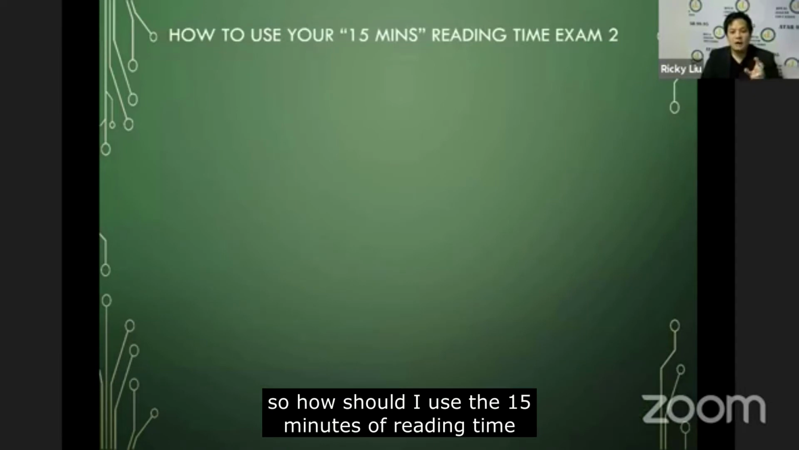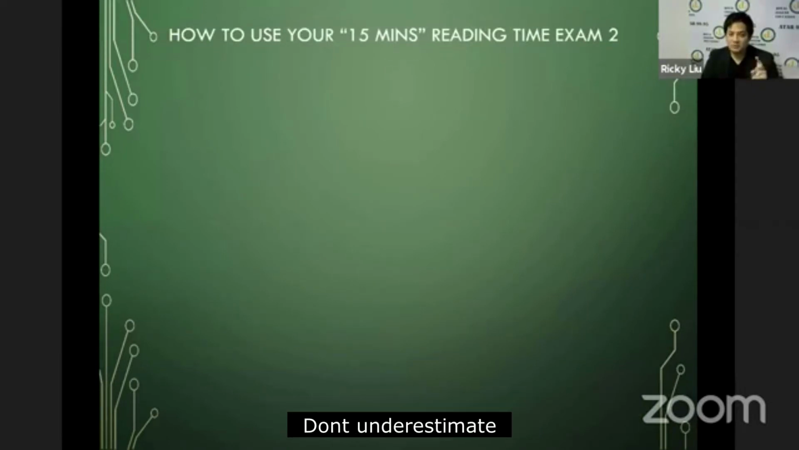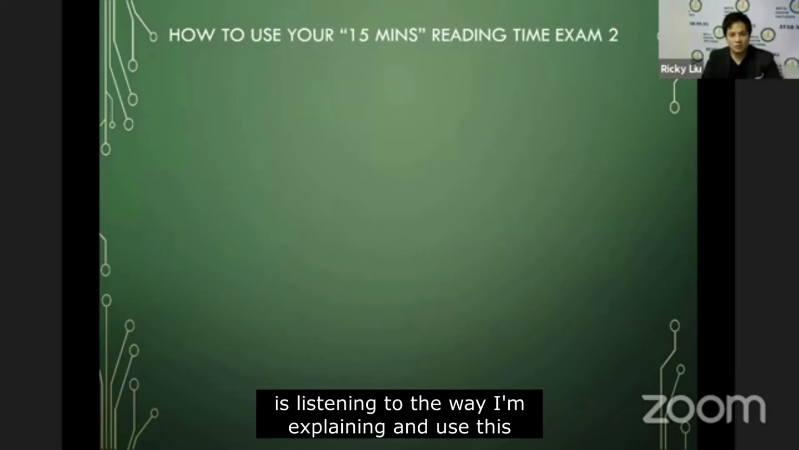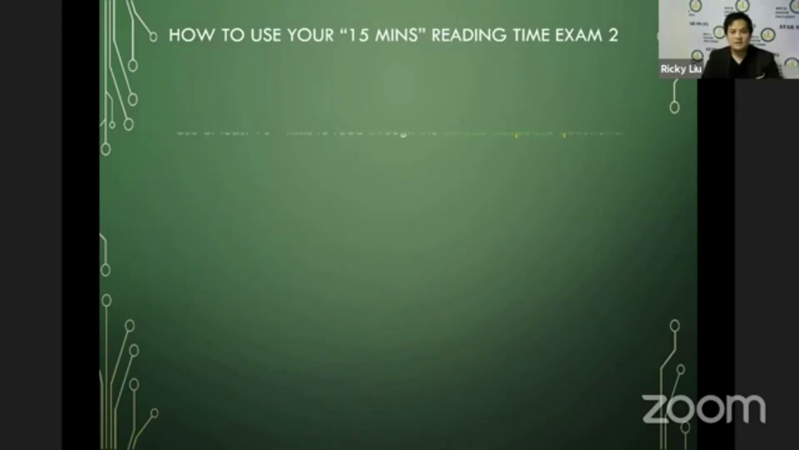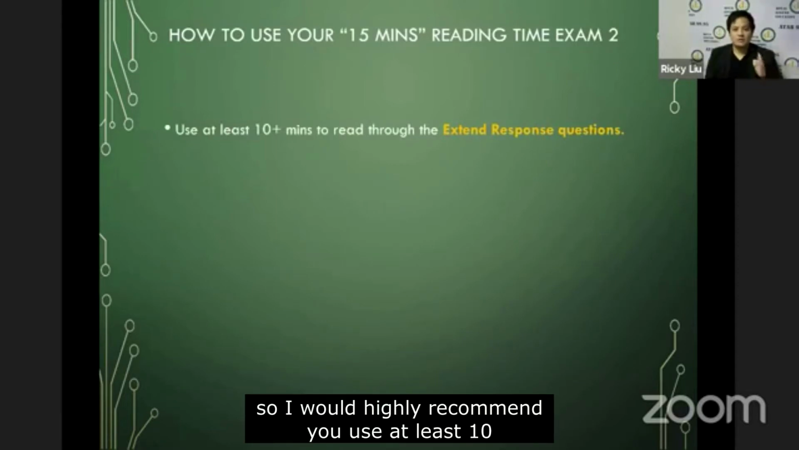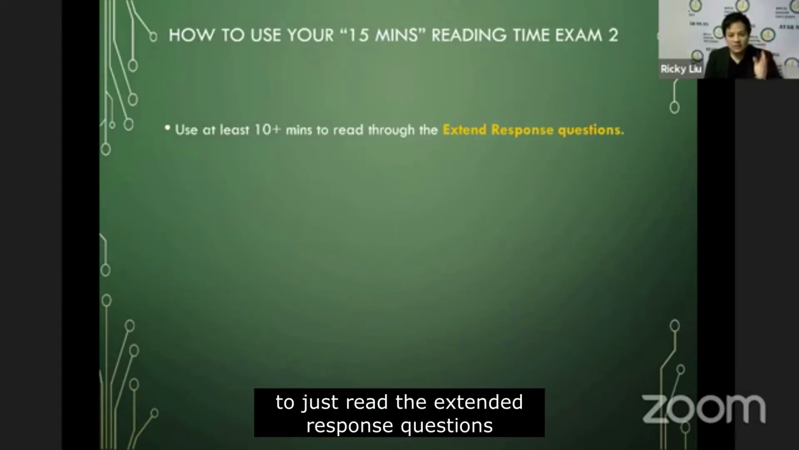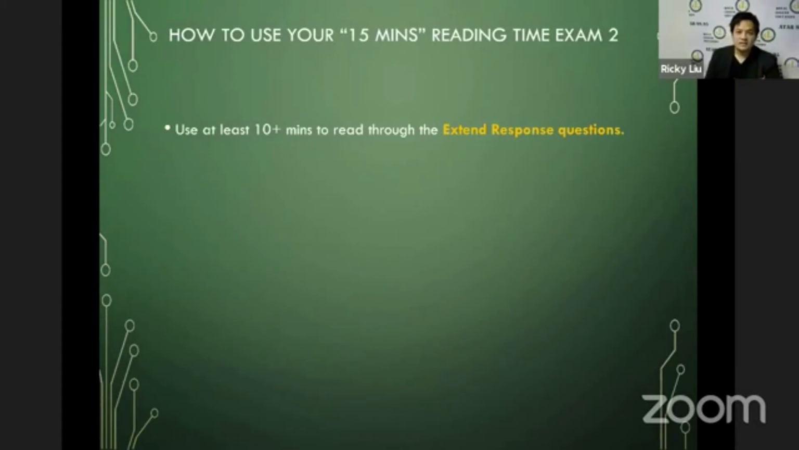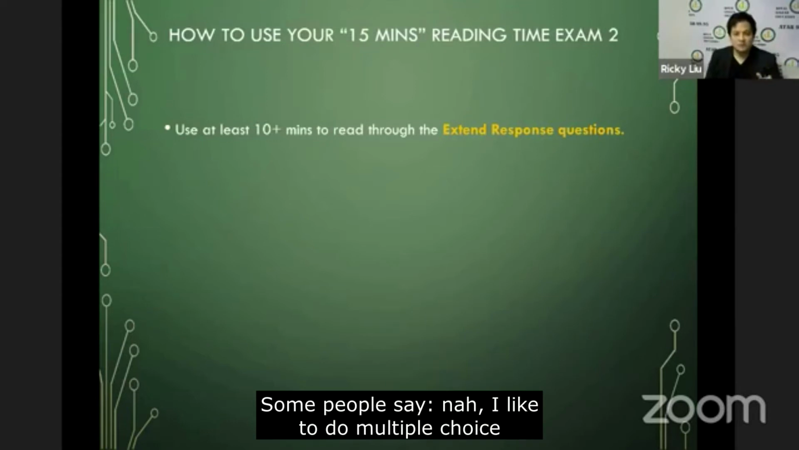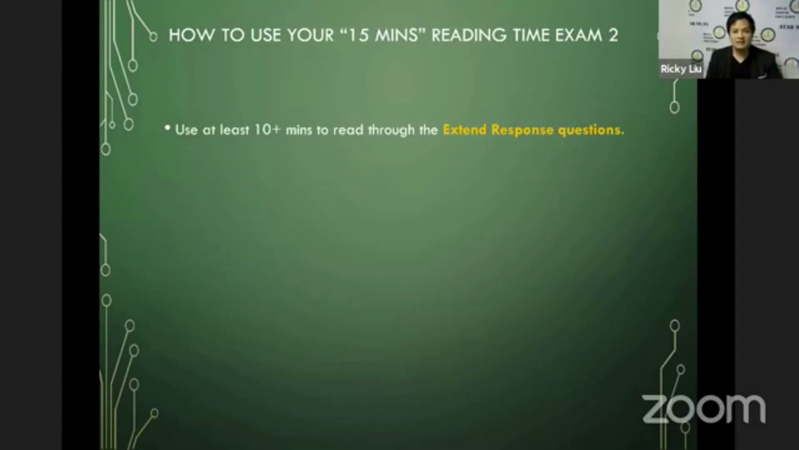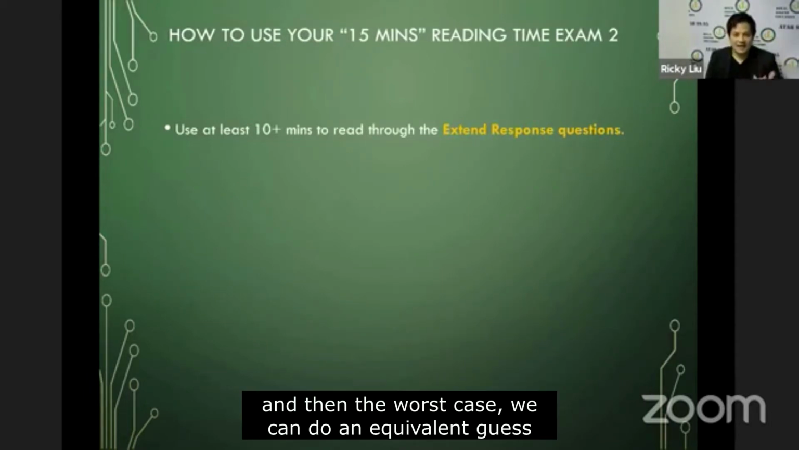Okay, so how should I use the 15 minutes of reading time? Don't underestimate this. All the 50 people listening, listen to the way that I'm explaining and use this. I highly recommend you use at least 10 or all 15 minutes to just read the extended response questions. Some people say, no, I like to do multiple choice, because in this 15 minutes, I can do the first 2 or 5 questions in my head. Well, multiple choice is individual, okay? They are not connected. And in the worst case, you can do an equivalent guess.